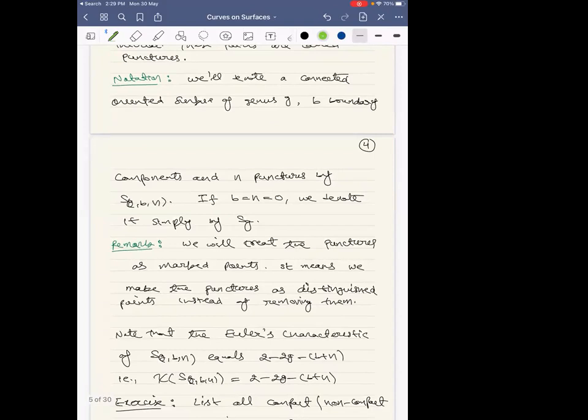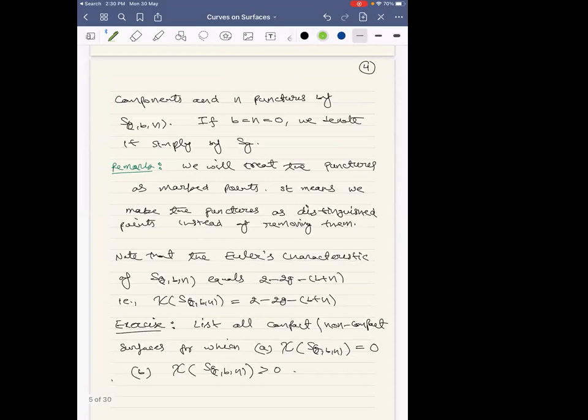Next thing about punctures is that we will treat punctures as marked points. Instead of puncturing, we will make these marked points distinguished points. We will not remove them, we simply consider them as distinguished points. And here is the notion of Euler characteristic of a surface. The Euler characteristic of a surface of genus G with B boundary components and N punctures is 2 minus 2G minus B minus N. We will see which cases are more interesting for us.